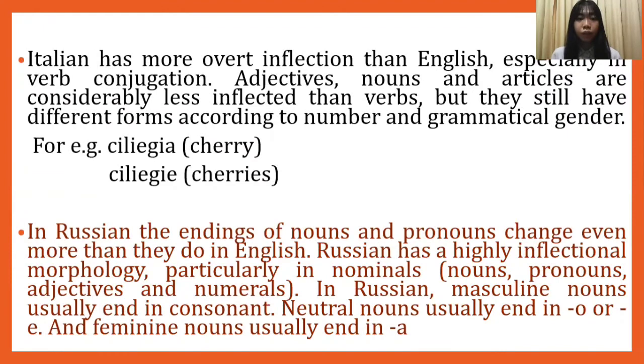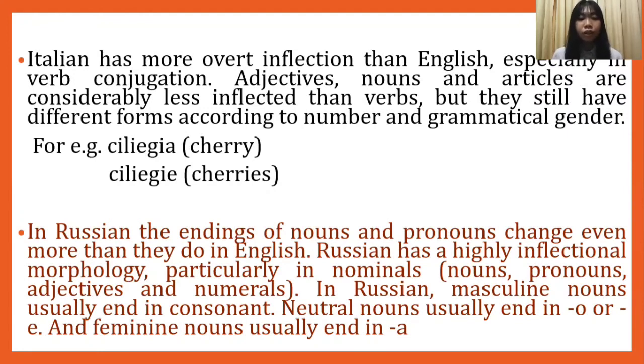Italian has more overt inflection than English, especially in verb conjugation. Adjective, noun, and articles are considerably less inflected than the verbs, but they still have different forms according to numbers and grammatical gender. For example, ciliegia or cherry versus ciliegie or cherries.